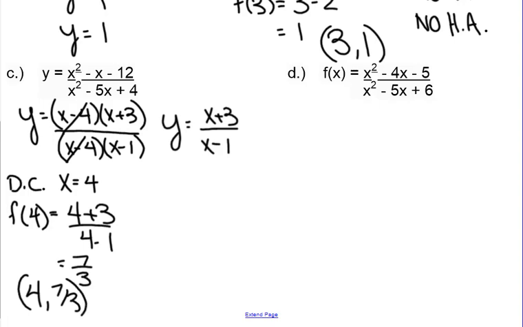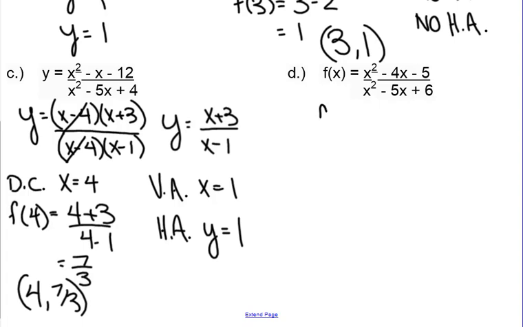Our vertical asymptote comes from where our denominator is equal to 0, so that would be at x is equal to 1. And for our horizontal asymptote, we have equivalent powers, so that comes from our leading coefficients. So our horizontal asymptote is at y is equal to 1 over 1, or just 1.